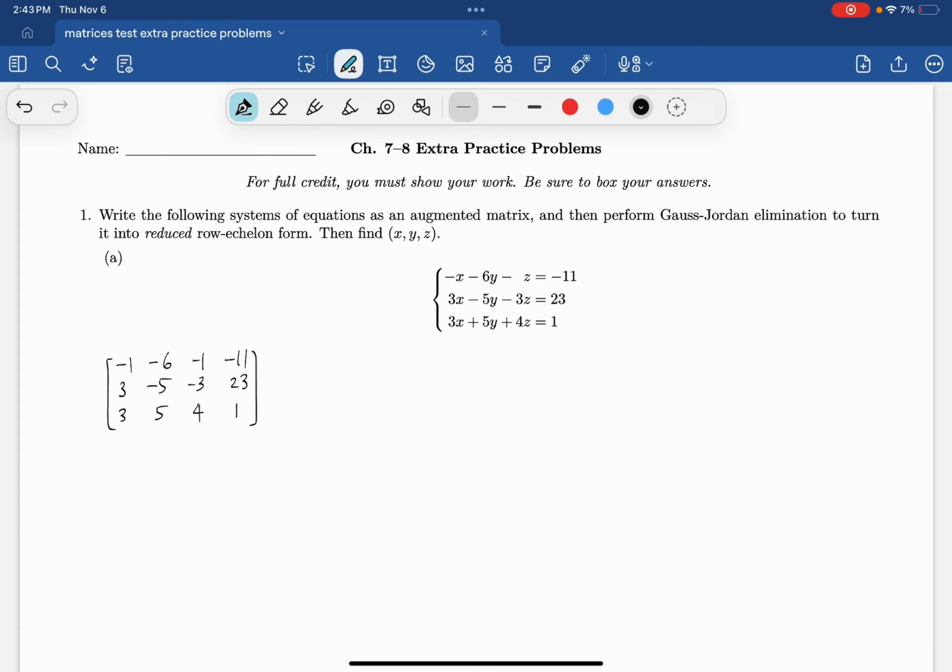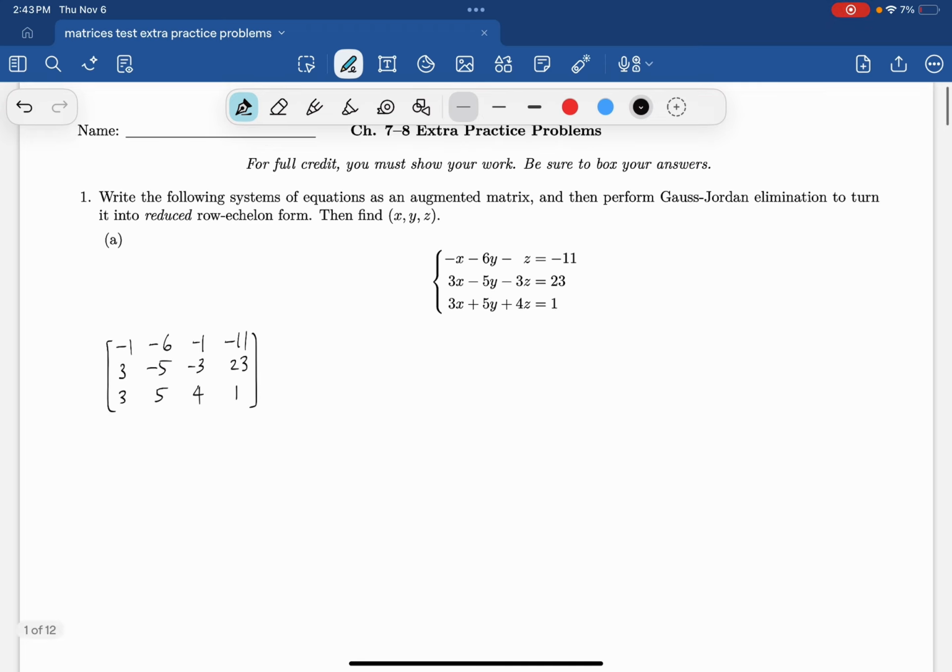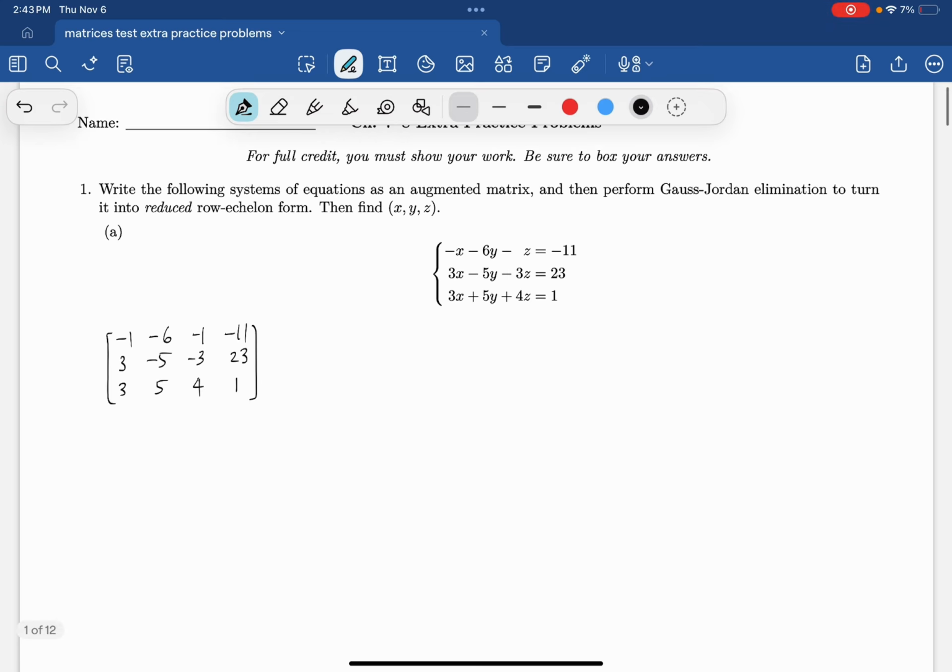But another 20-point question is also the question about finding an inverse matrix of a 3x3 matrix. That requires using Gauss-Jordan elimination as well. So 40 points on the test are about essentially just Gauss-Jordan elimination. So it behooves us to be able to do this well.